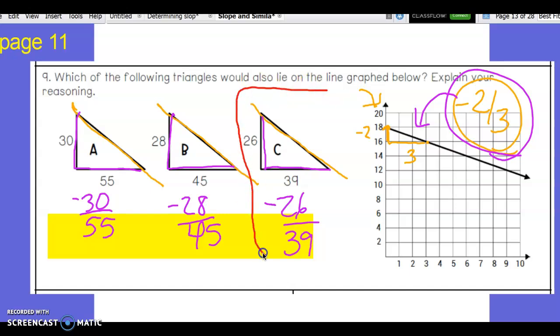Well, you should have discovered that letter C simplifies down to negative 2/3. It is the only one. So triangle C would lie on the same line because it has the same slope.